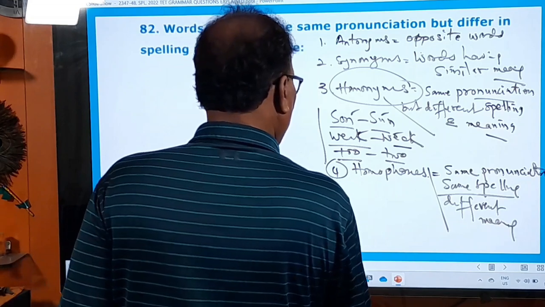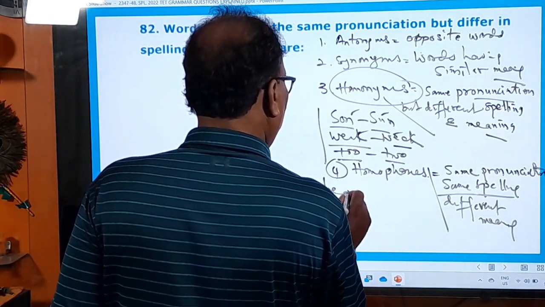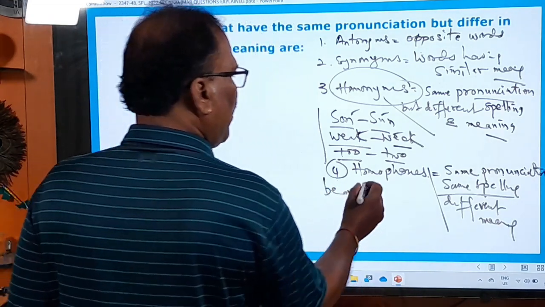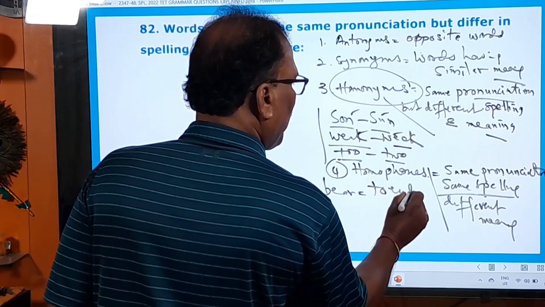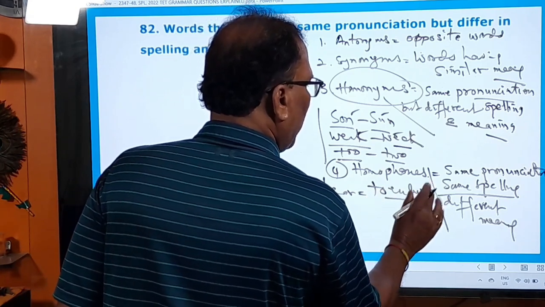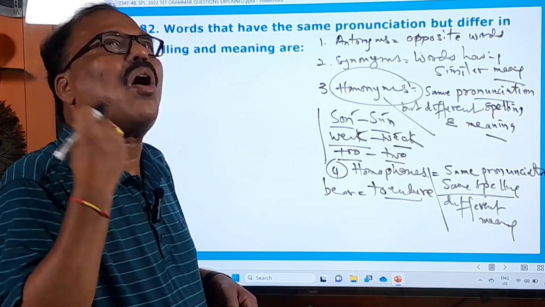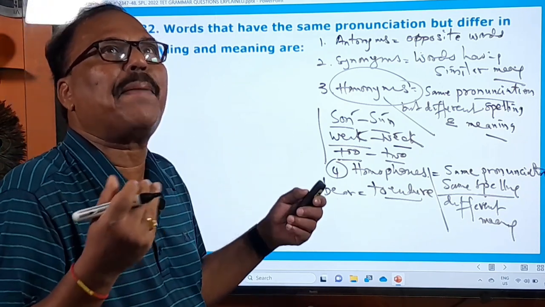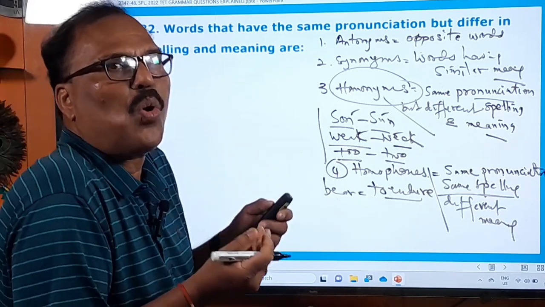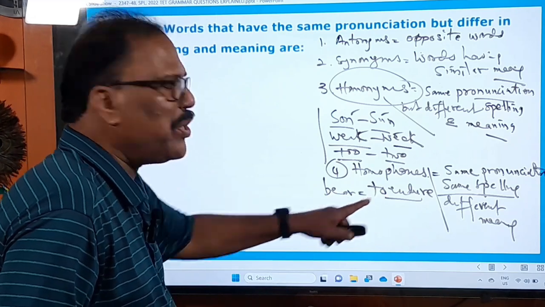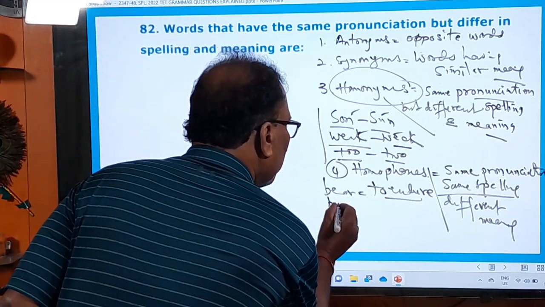For example, bear. Bear means to endure. I can't bear this hot weather. I can't bear this temperature. I can't bear this cold weather. Bear means to endure, but bear has another meaning.